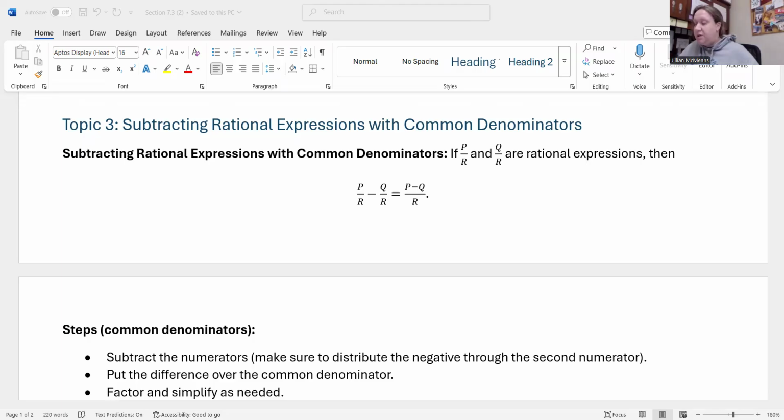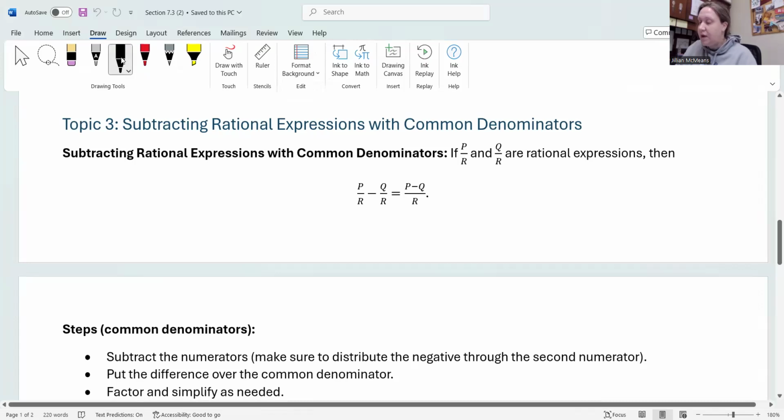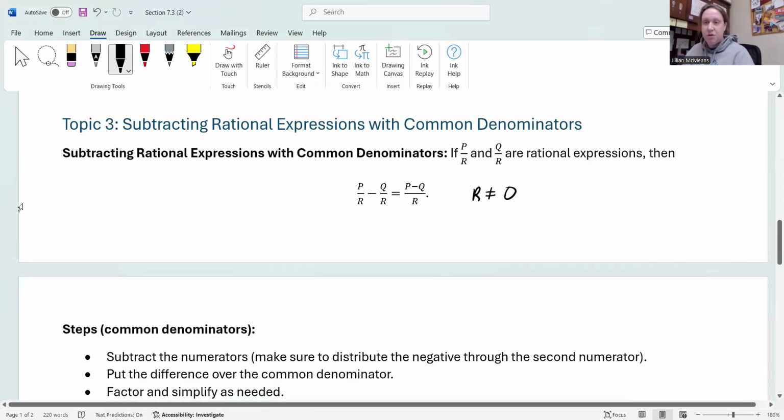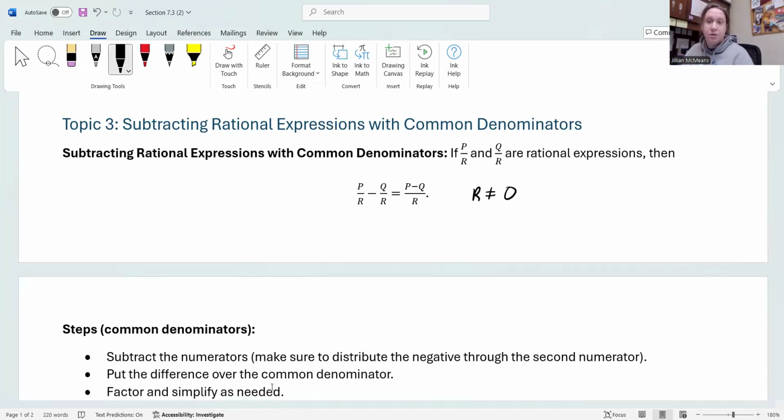So you can see here, we say if P over R and Q over R are rational expressions, then P over R minus Q over R is going to equal P minus Q over R. You just keep that common denominator and subtract your numerators. We do have one condition. We have to remember that R has to be anything but 0, okay? You cannot have zeros in your denominators with fractions or rational expressions.